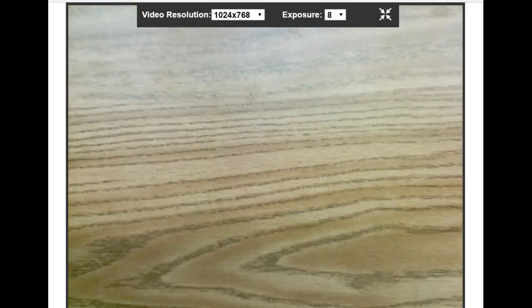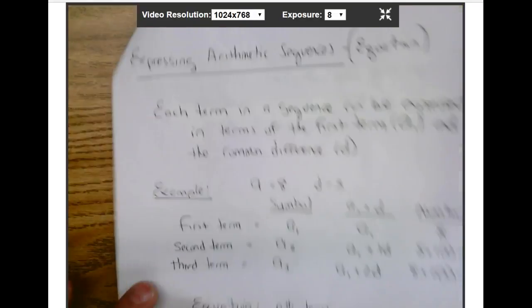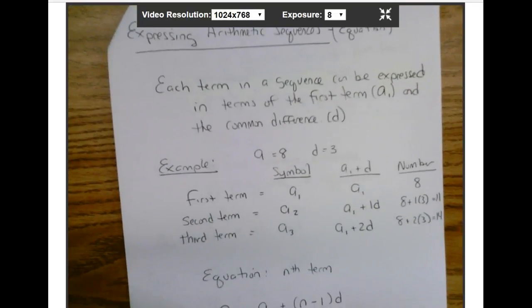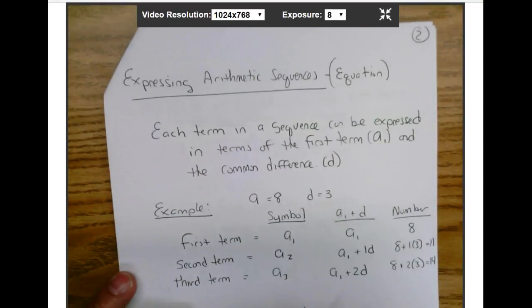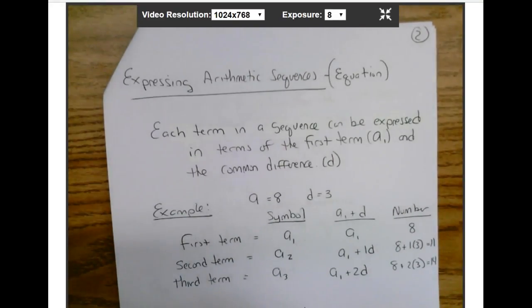So if we look here, when we look at these terms, each term in the sequence can be expressed in terms of the first term, a1, and the common difference, d. And we're going to look at some examples here.